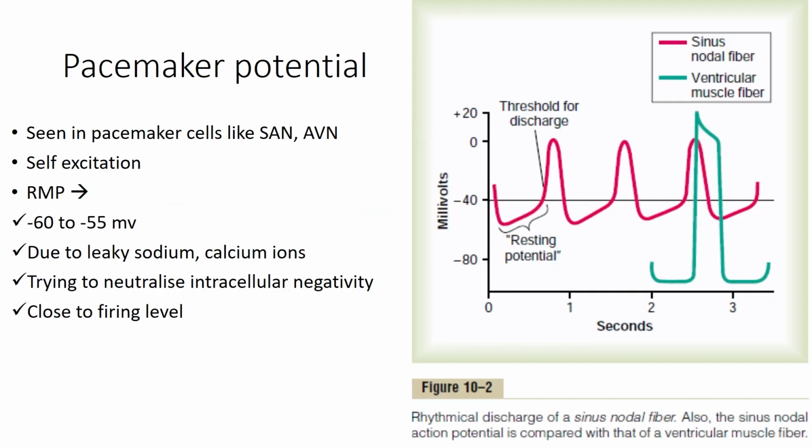Now the pacemaker potential. Pacemaker potential is seen in pacemaker cells like the SA node and AV node. The self-excitation is there. The resting membrane potential is minus 60 to minus 55 millivolt. It is due to leaky sodium and calcium ions, which try to neutralize the intracellular negativity, and it is close to the firing level.